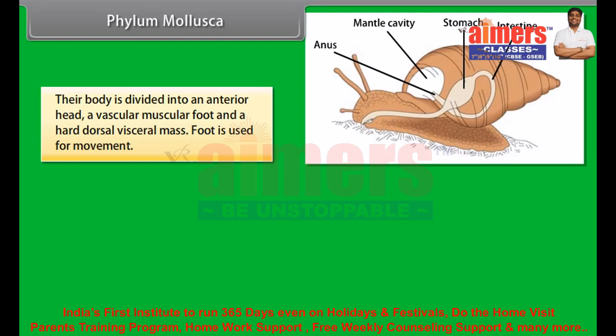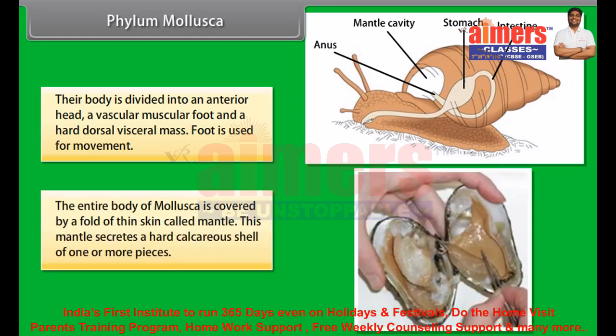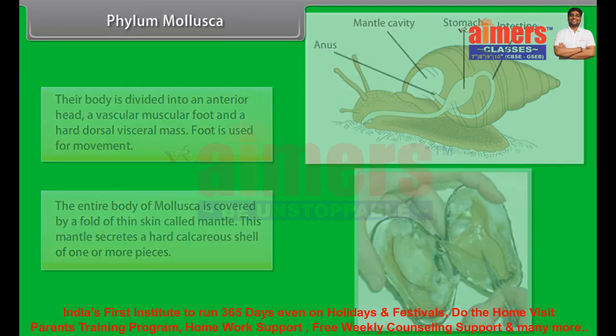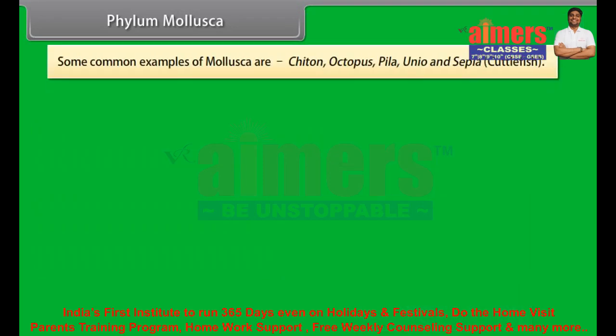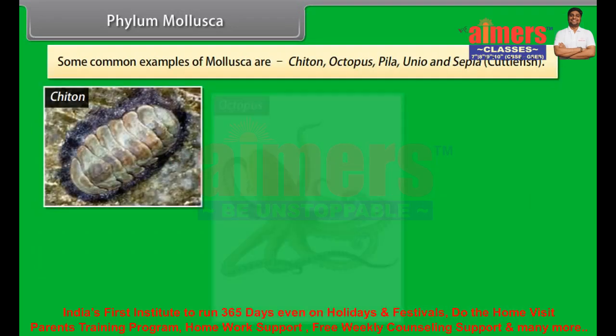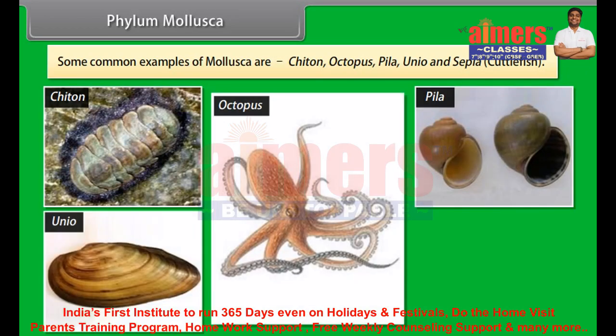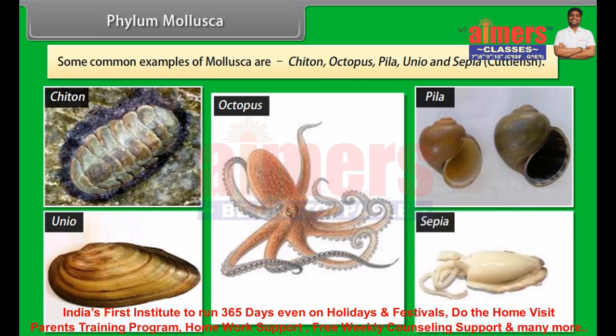Their body is divided into an anterior head, a vascular muscular foot, and a hard dorsal visceral mass. Foot is used for movement. The entire body of mollusca is covered by a fold of thin skin called mantle. This mantle secretes a hard calcareous shell of one or more pieces. Some common examples of mollusca are chiton, octopus, Pila, Unio, and Sepia, cuttlefish.